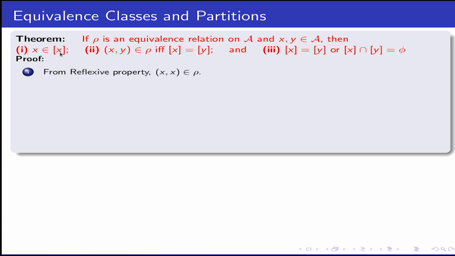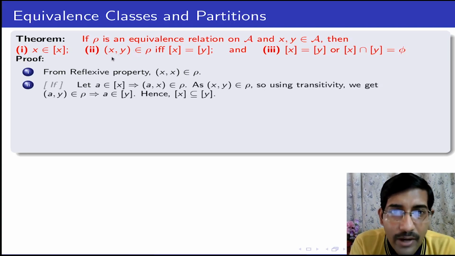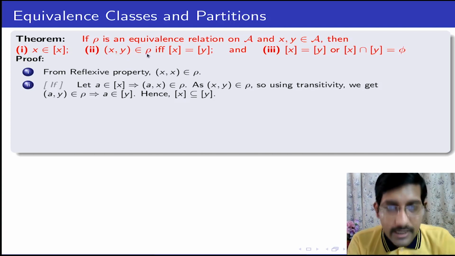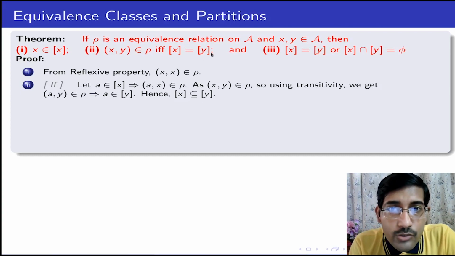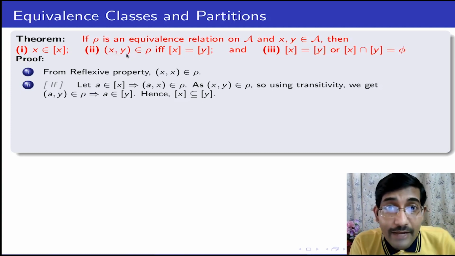Very trivial one. Let us take the second one. There is an if and only if, so it means both directions we need to prove. Let us try to prove the first direction, the if part: if (x, y) forms an element in the equivalence relation, then these two classes are equal. As we intuitively discussed in the earlier slide, if two elements are equivalent, then they belong to the same class.